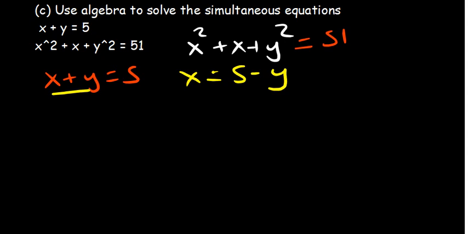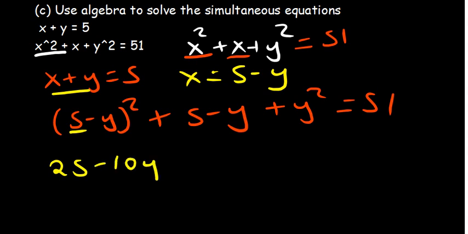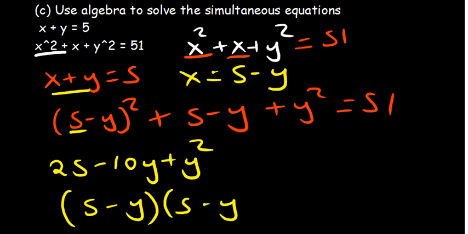Having done that, I can go to the second equation now. Where there is x, I can plug that in. I'll start with x squared: where there is x squared, I'll put 5 minus y squared. Then where there is x, I'll put 5 minus y, plus y squared is equal to 51. Expanding this, 5 times 5 is 25, and 5 times minus y is minus 5y, which comes twice, so minus 10y, plus y squared. That is how you expand that. If you want, you can expand the brackets and do the multiplication, and you get that result.